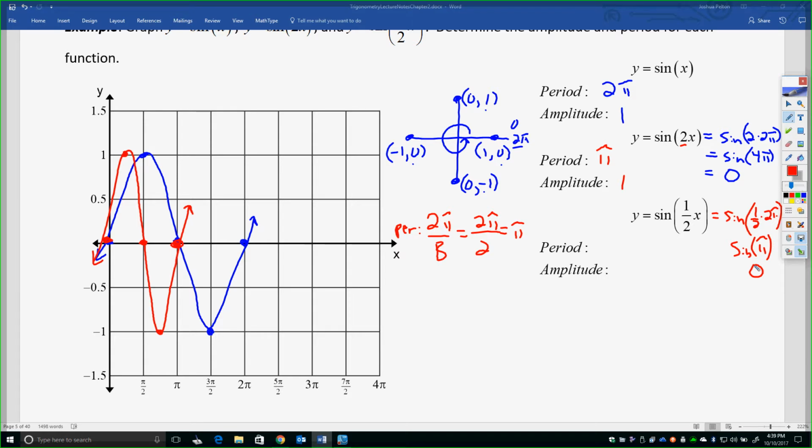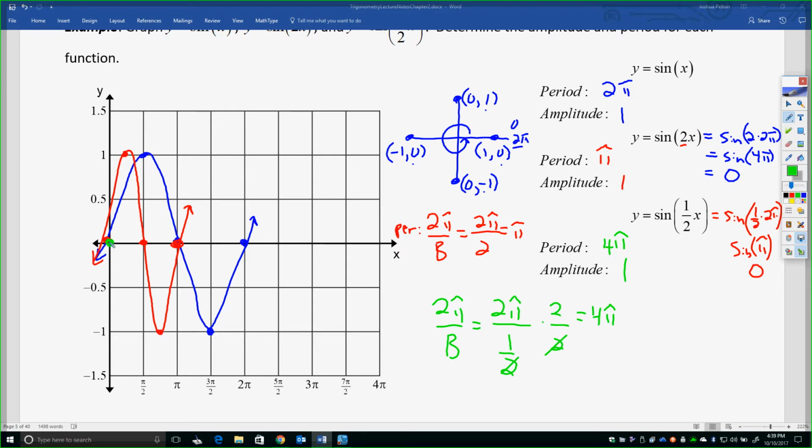So this is going half as fast as a result, because I have to plug in 4 pi to actually get to 2 pi. It's not going as fast. The amplitude's still 1, so we'll use a green here. The amplitude is still 1. But again, using the formula, 2 pi over b to get my period. 2 pi over 1/2 is my b value. So if I times it by 2 over 2, cancel, cancel, I get 4 pi. So it takes 4 pi to make one cycle.